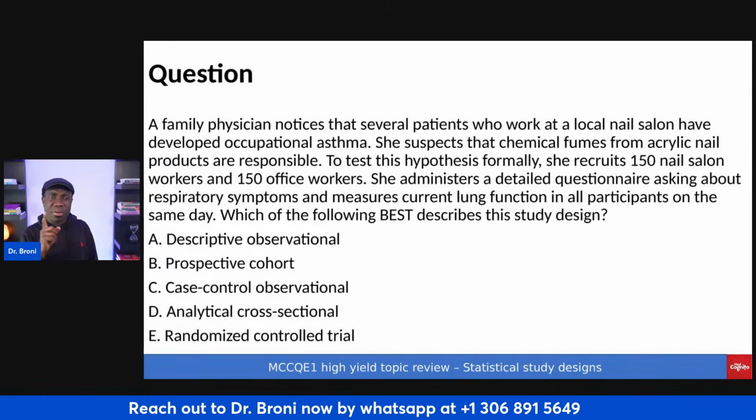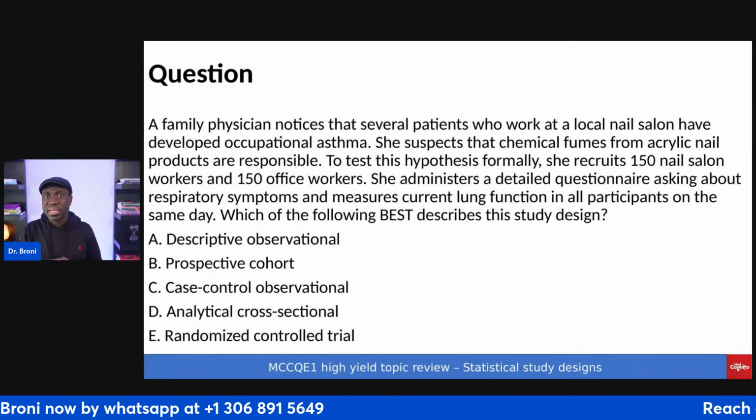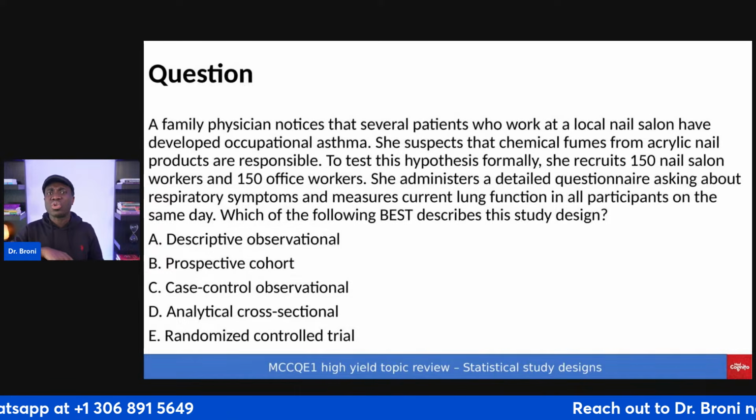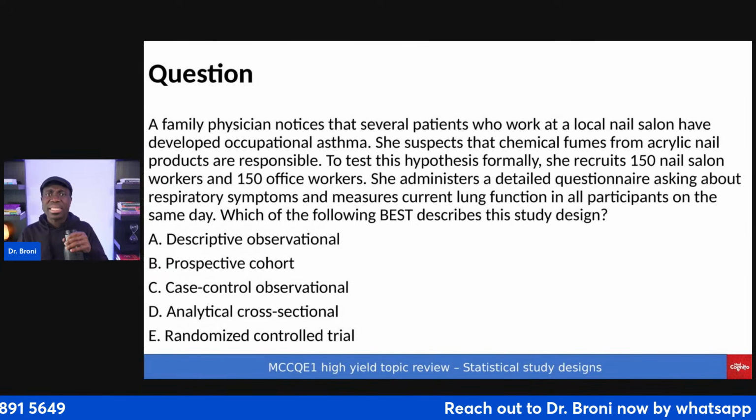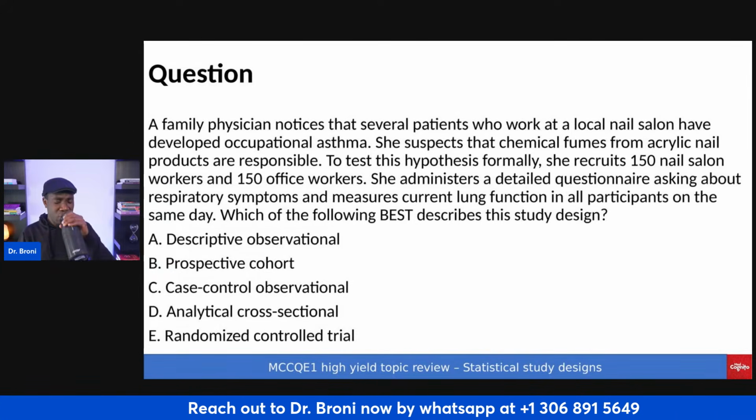A. Descriptive observational study. B. Prospective cohort study. C. Case control observational study. D. Analytical cross-sectional study. And E. Randomized control trial.